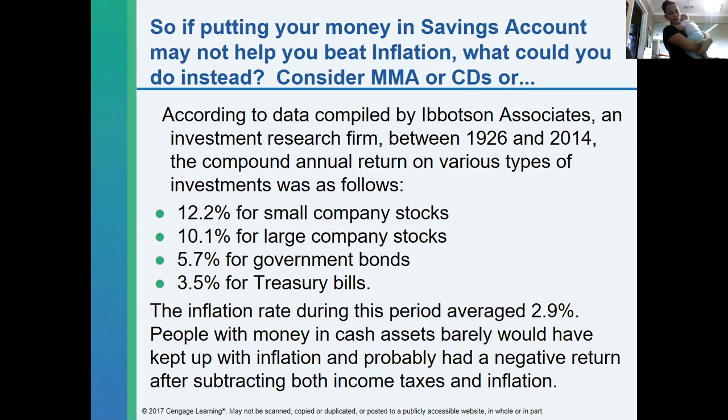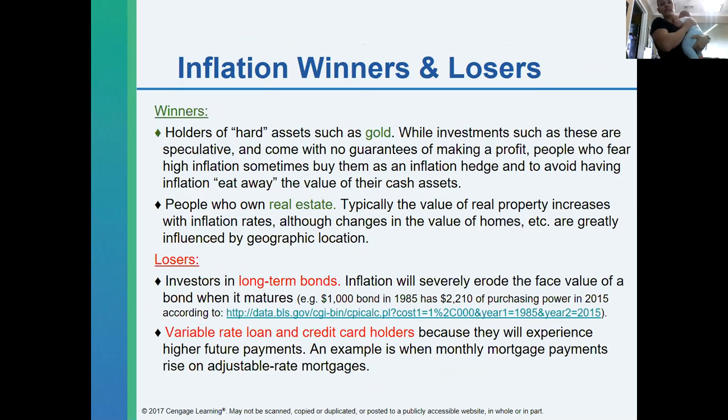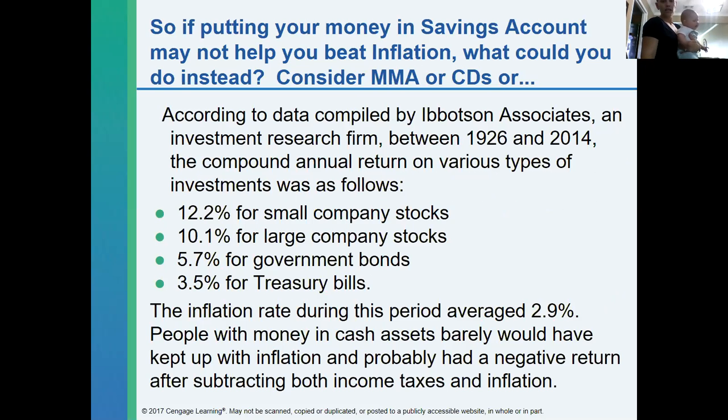During that same time, 1926 to 2014, the inflation rate was 2.9% on average. So if you had your money in cash assets, just a savings account, cash, you wouldn't be able to keep up with inflation. Where with these other things, the rate of return is greater than inflation. This inflation winners and losers, you don't need to write this down. We're going to talk about all of these ways more when we get into chapter 10 on saving and investing. Just like you don't necessarily need to write down all of these percentages from that time period.